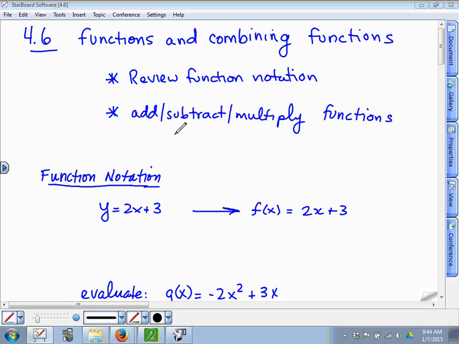I'm sure you all remember what function notation is, or I hope you do. f of x is the same thing as y, pretty much. Instead of an equation like y equals 2x plus 3, you can replace the y with f of x. And there's reasons for doing that. It's not just some useless thing that somebody came up with.